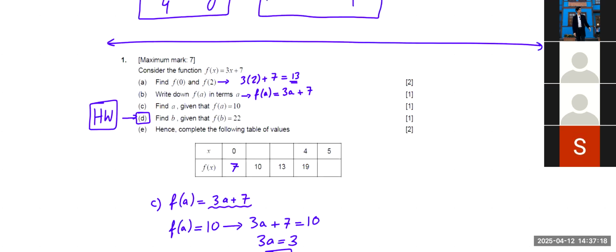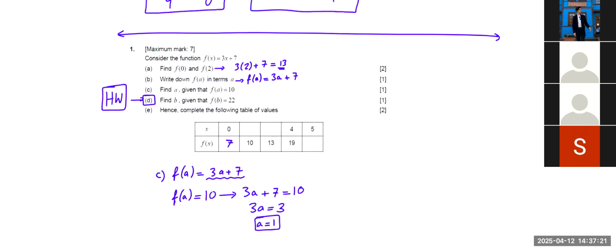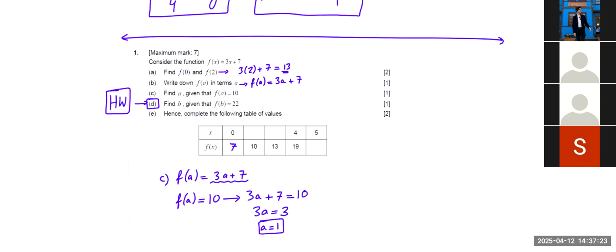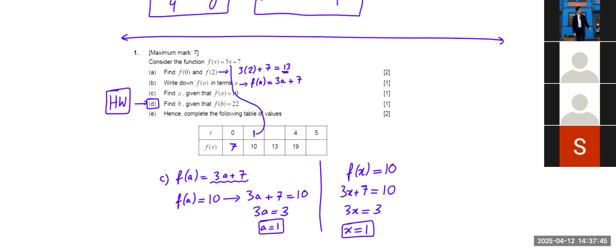So what do you think we need to do at this point? Not the answer, but what do you think we should do? Anybody? Isn't it the same as we just calculated? Yes. So when they're telling you that f of x is equal to 10, we simply put f of x equals 10 and solve for x. So subtract 7 on both sides and divide by 3 on both sides. So x is 1. And as you can see, if I plug in 1 in place of x, I will indeed get 10.